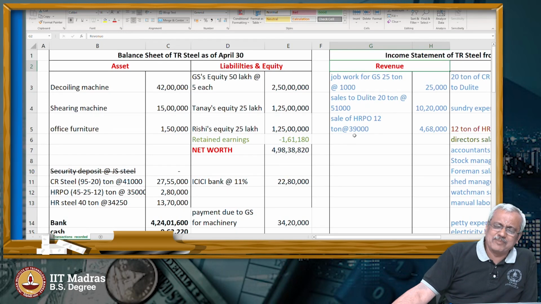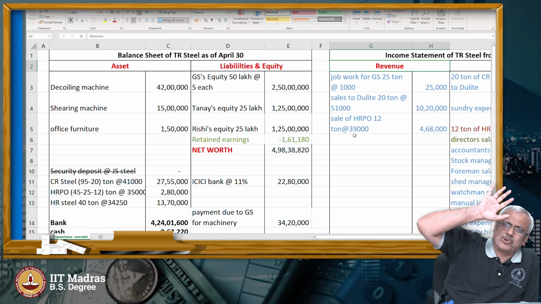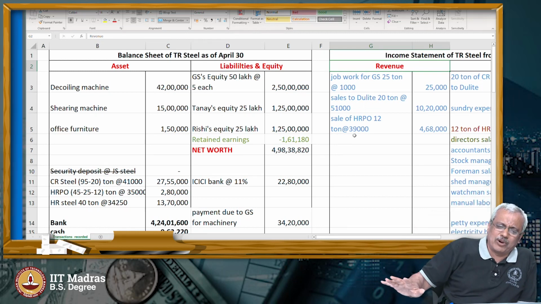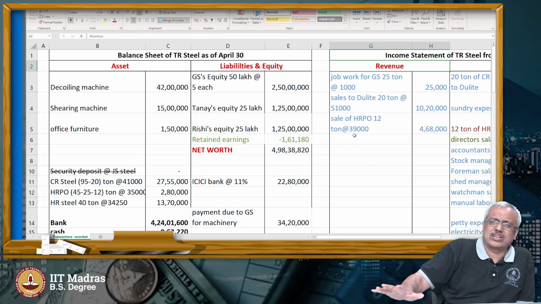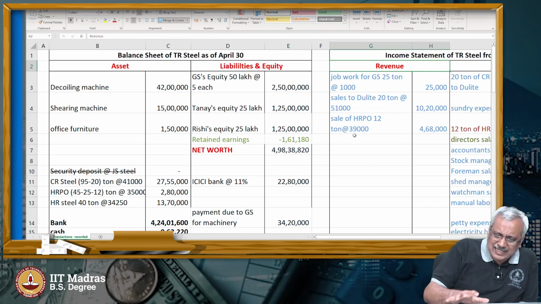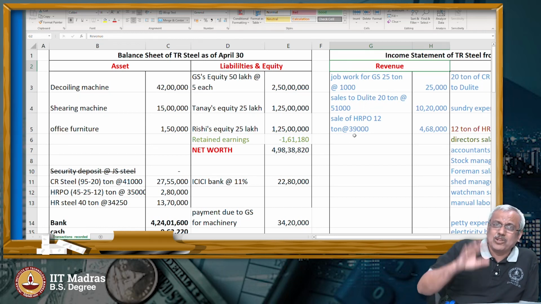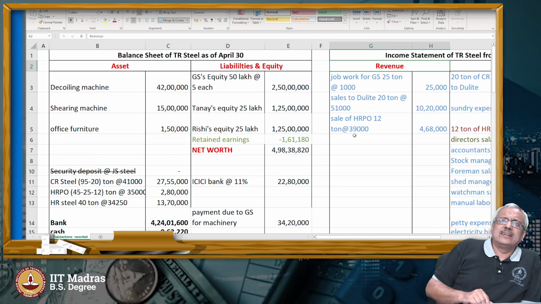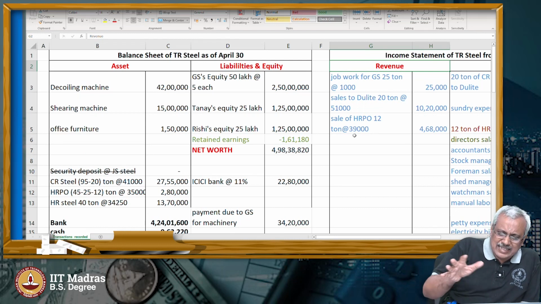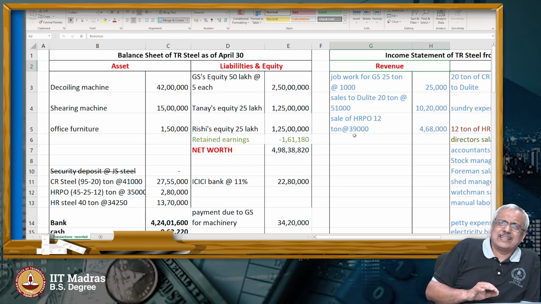Now one more aspect I missed, I won't say I missed, but I didn't enter. Now I want to close the books of accounts on April. I am finalizing the books of accounts for April. Is it ready as of April 30th? No, it is not ready, because as of 30th of April there are some more items.